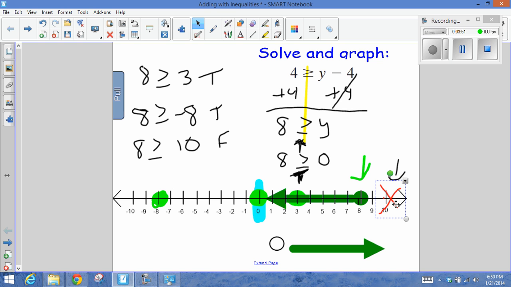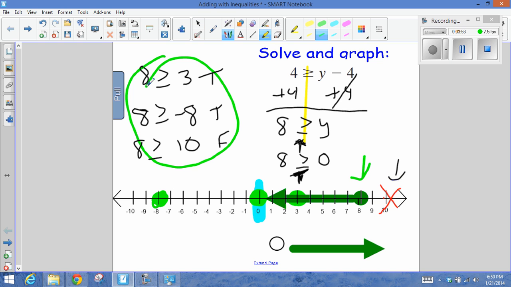Now, I did a lot of test points here just to show you what it looks like. But you only have to pick one. And if it's true, you'll shade that, because that's a solution. If it's not true, you'll put an X on your number line and shade the other way. And the X is to remind you, don't shade here, because this one is not a solution.